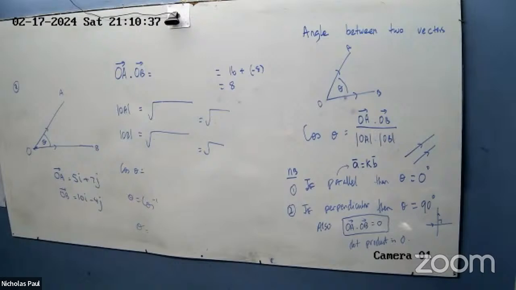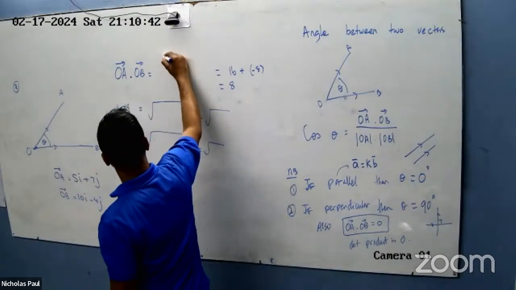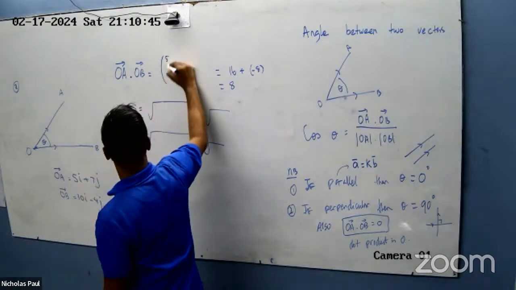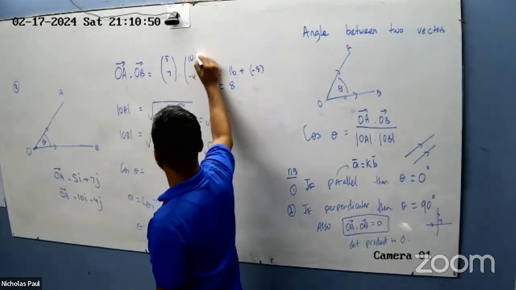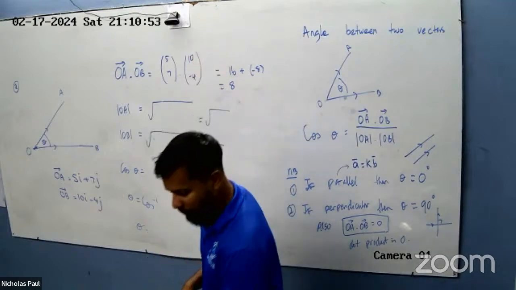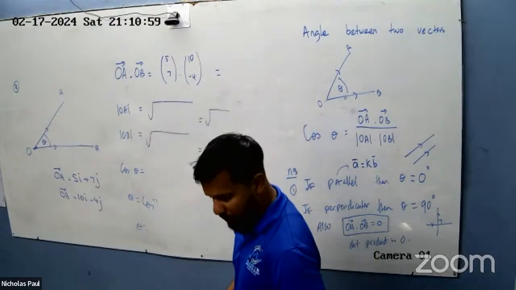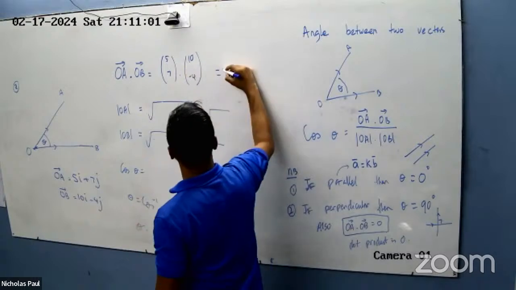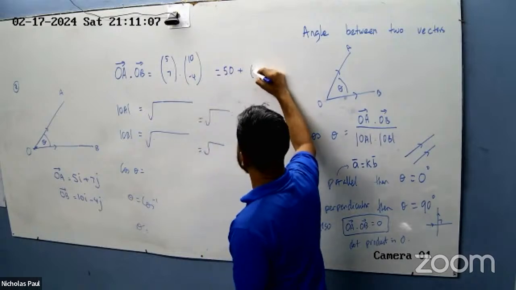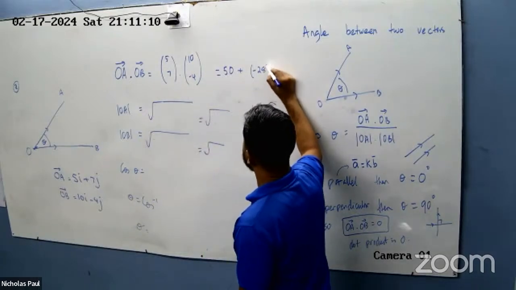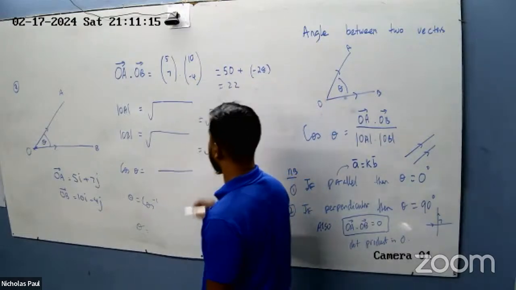When you're working it out, write it like this: 5, 7 and 10, minus 4. It's much easier to work out like this. You end up with 5 by 10, that's 50, and 7 by minus 4, that is minus 28. 50 minus 28 is 22. So we have the first part already.